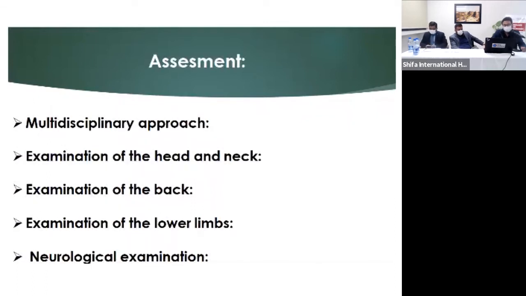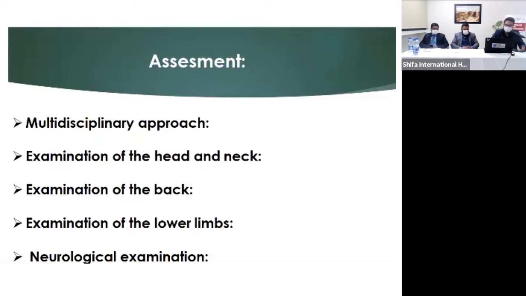A multidisciplinary approach should be made to manage these patients, including the pediatrician, neurosurgeon, orthopedic surgeon, urologist, and plastic surgeon. So they will manage this patient together.